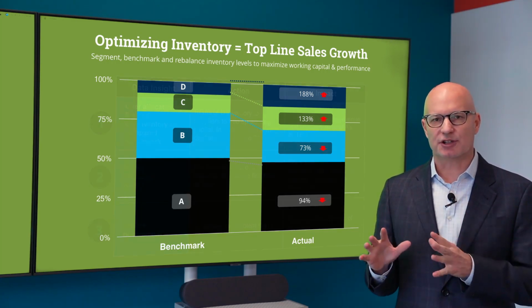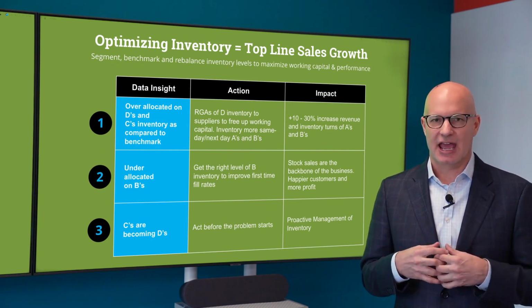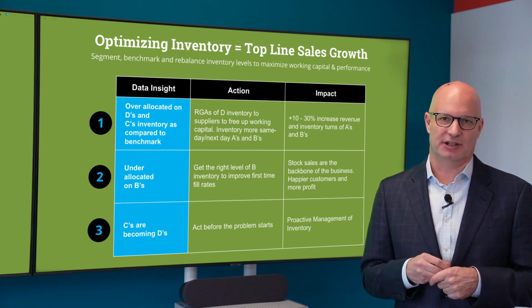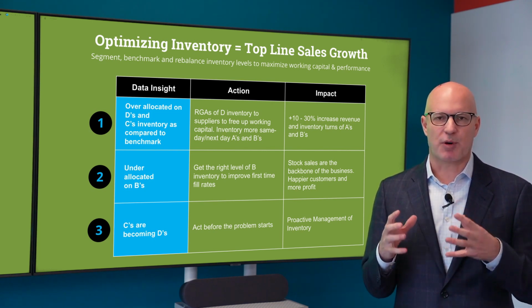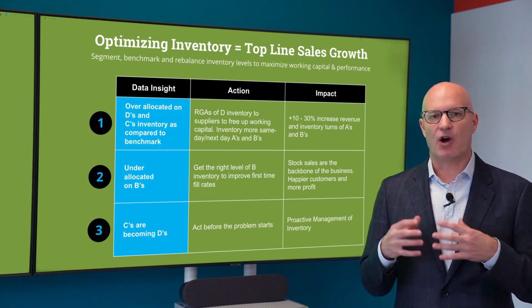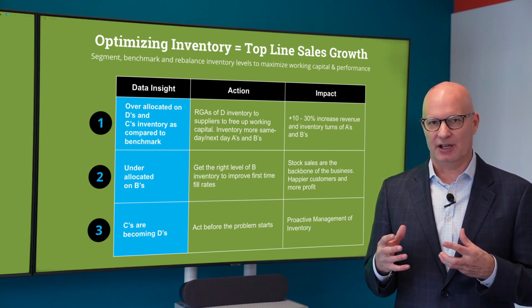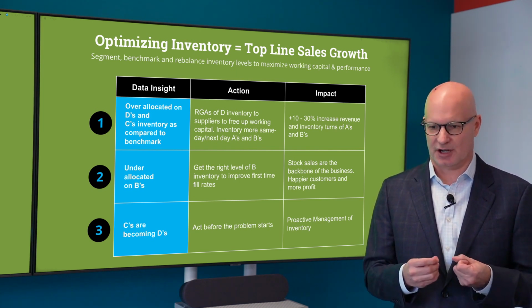So if we look to the right and we think about different types of insights and actions and impact to your organization that you can take, we divide it into 3 different areas. The first is that you're probably most likely over allocated in your C's and D's. And that over allocation in your company will not allow you to do some things in your A's and B's that you would want to do to better serve your customers.